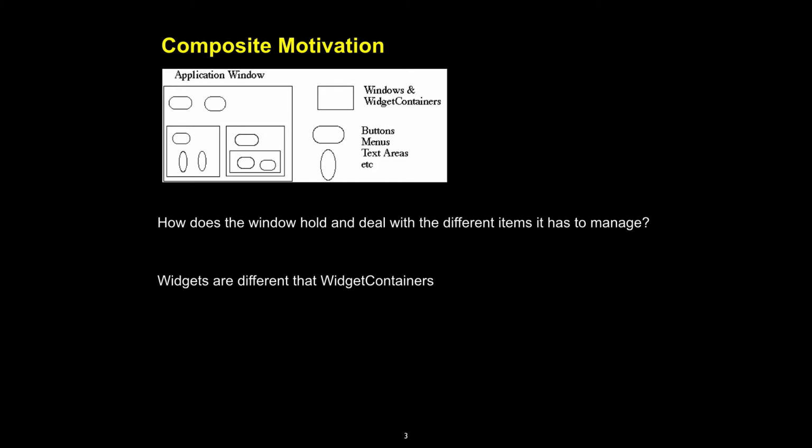But widgets are different things than containers, right? Because containers hold things, whereas a button may have a callback and may have a label, but it doesn't hold things, right? And so the question is, if you build a program with the windows and sub-windows or containers and widgets, how do we store them, right?